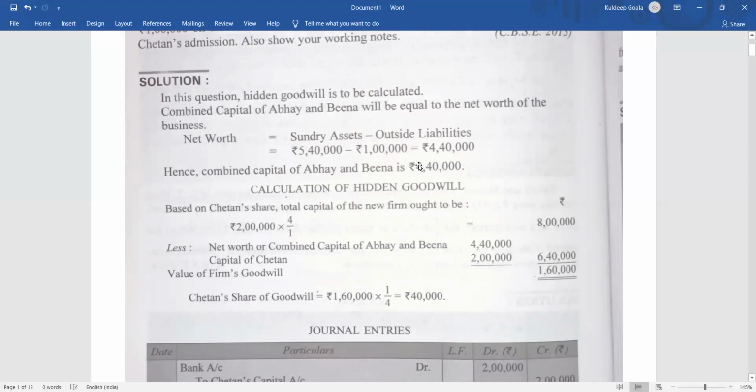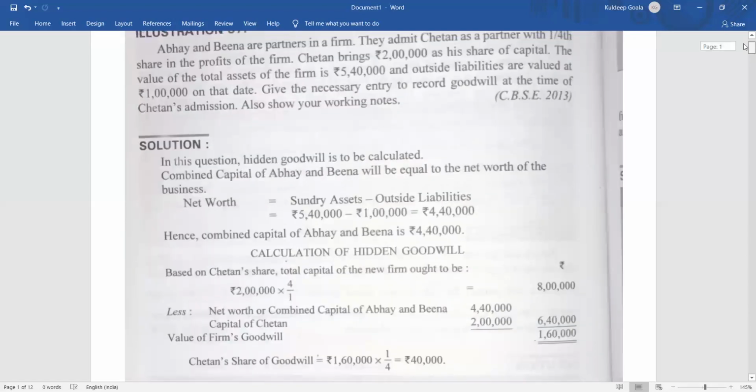What was the net worth? It was 4,40,000. This net worth of 4,40,000 refers to the value of the business, or the capital, before Chetan's admission, that is what belongs to Abhay and Beena. The capital employed was 4,40,000. But now after Chetan's admission, the capital employed is 4,40,000 plus 2 lakh rupees. So today the capital employed is 6,40,000 rupees.